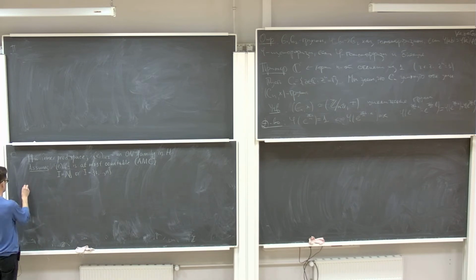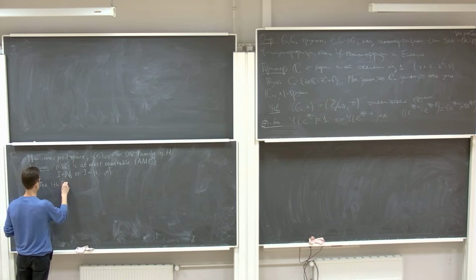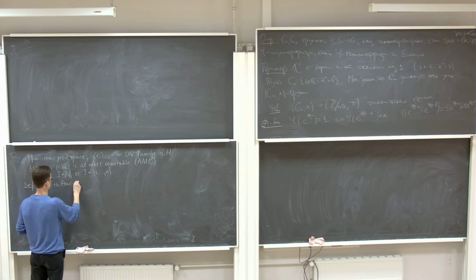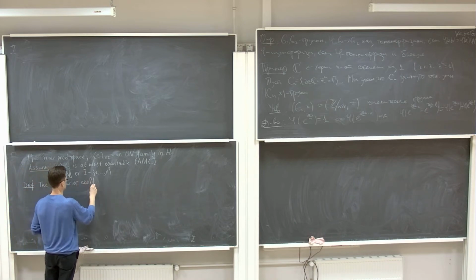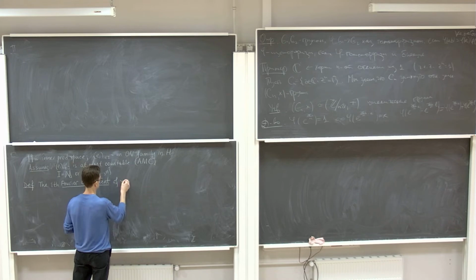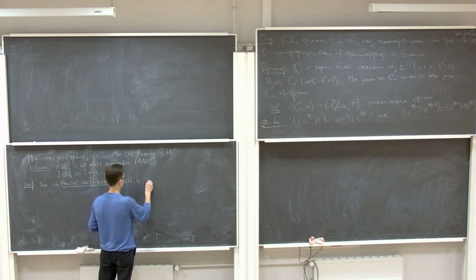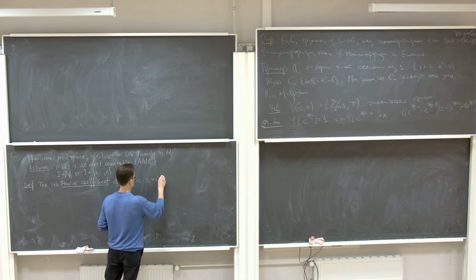Let's also recall the following definition, which was given at the previous lecture. By definition, the i-th Fourier coefficient of a vector x in H is the following number, the inner product of x and e_i.